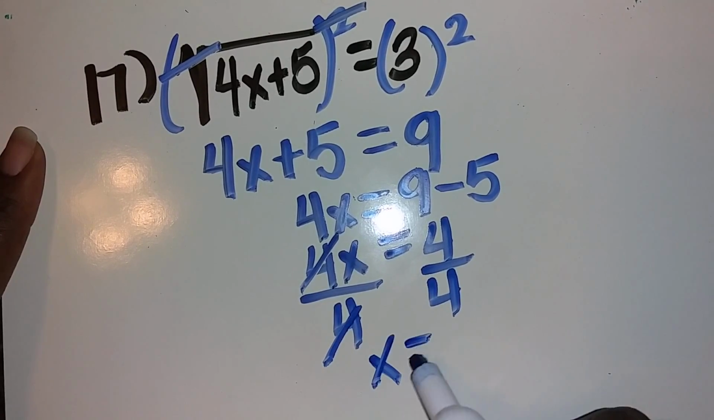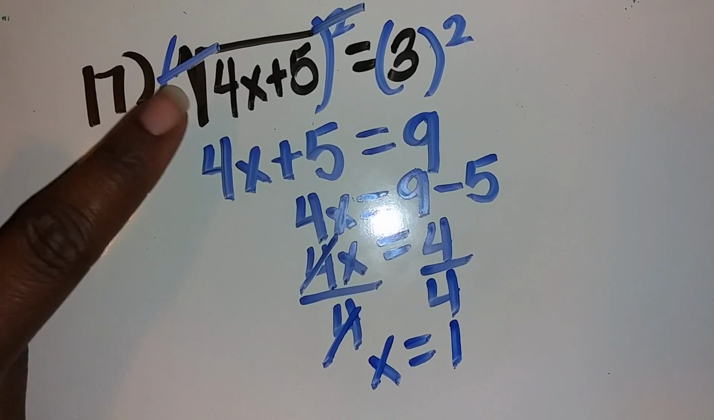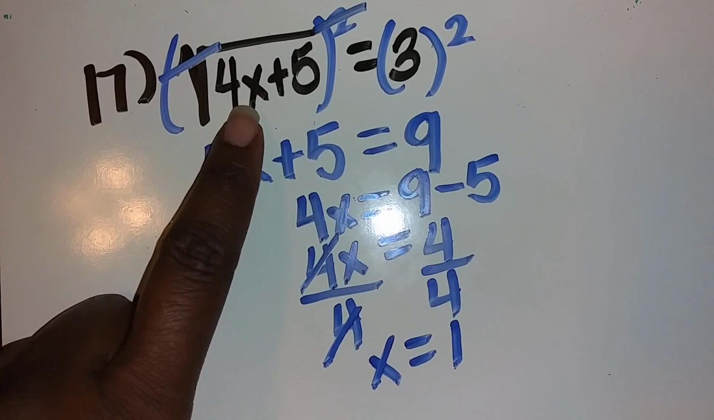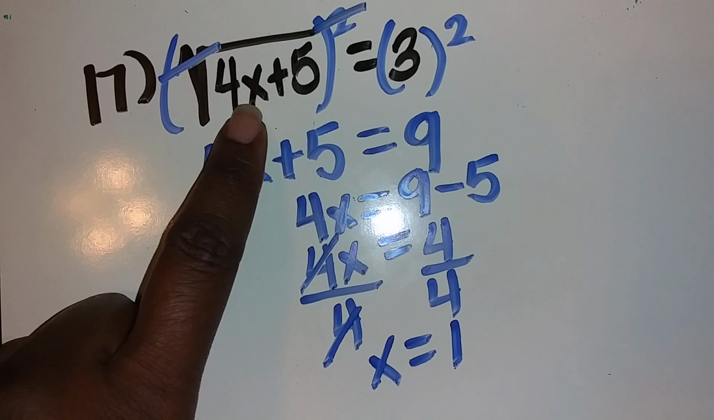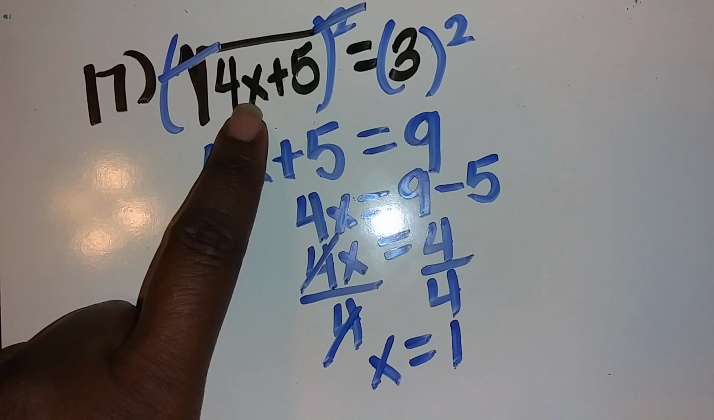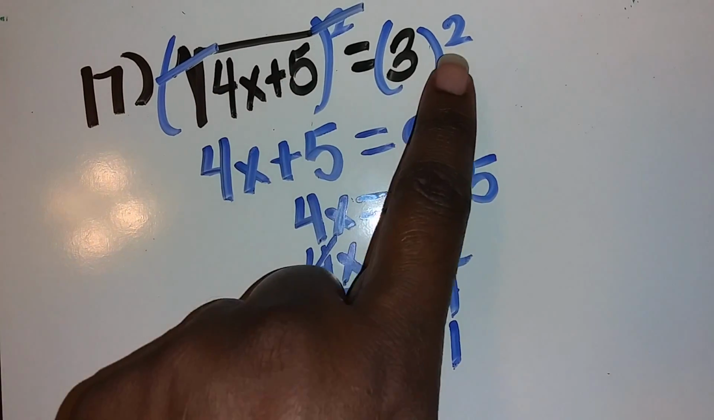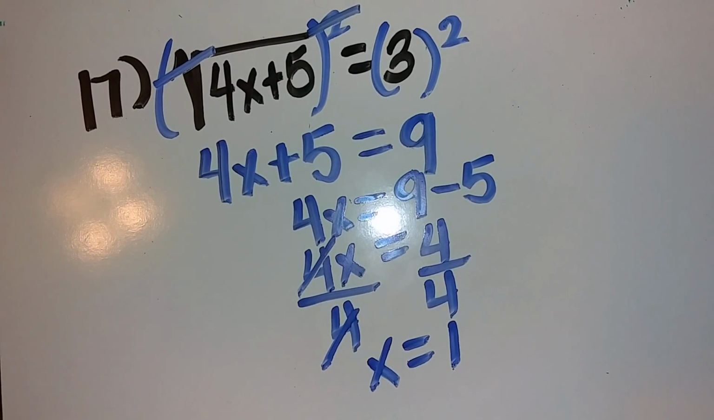So x equals 1. Now, when you're dealing with these types of equations, you do want to check these because you can possibly run across some extraneous solution. On this one, if I was to plug 1 back in, 4 times 1 is 4, and 4 plus 5 is 9. And we know the square root of 9 equals 3. So the left and the right side are equal, that means that 1 is the solution.